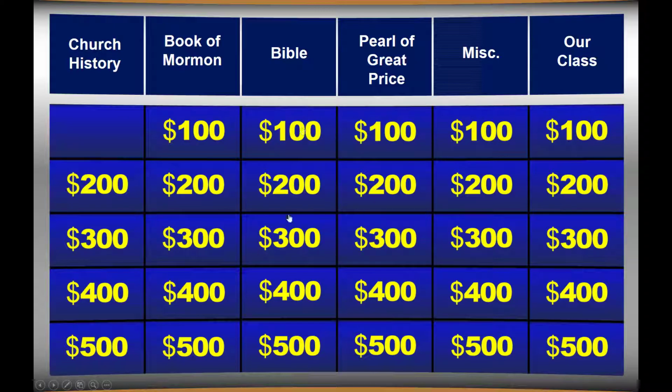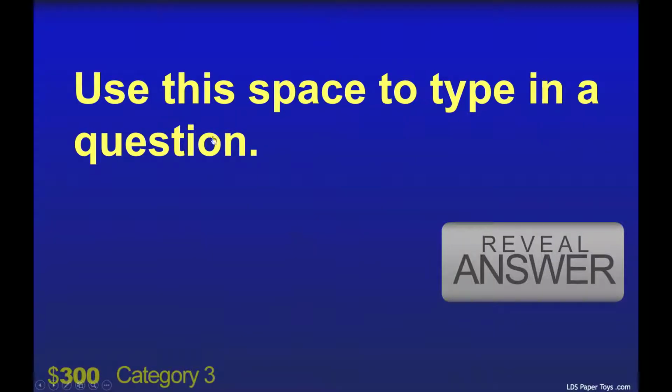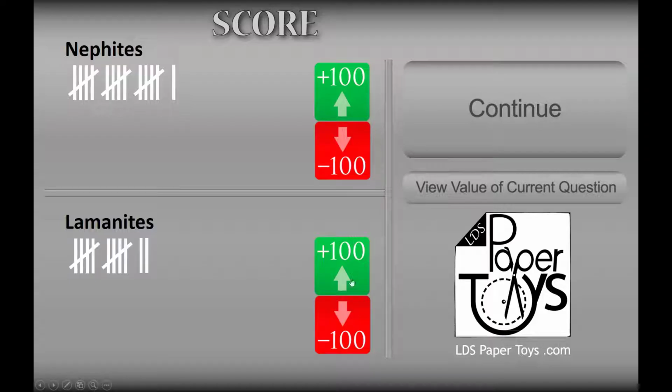Maybe someone says Bible for 300. Now, we didn't fill this one out, so it's still got the default text here. But of course, you would have typed something in here, and you would have typed an answer. And so you could go to score again after they answer it, and you can add or take away the points as needed. So it's a really fun game, really easy to set up, easy to play, and the kids really like it.